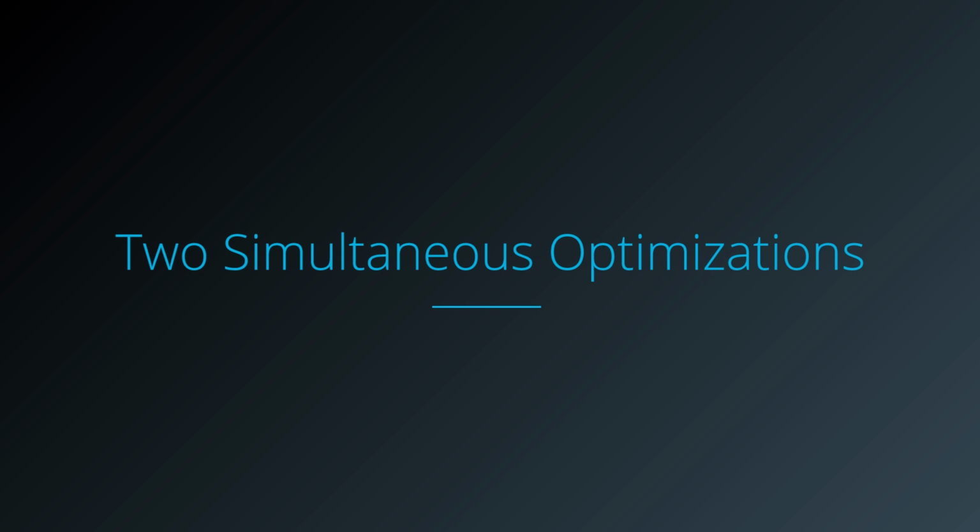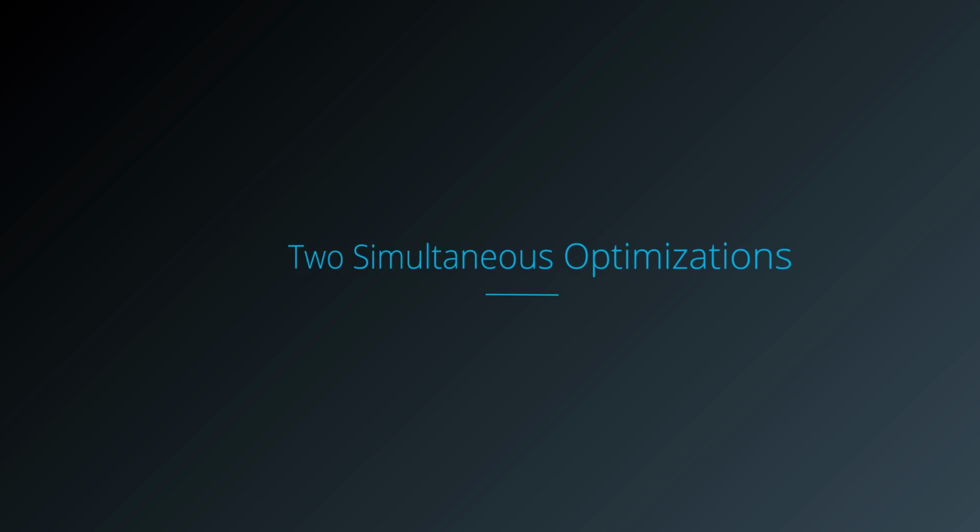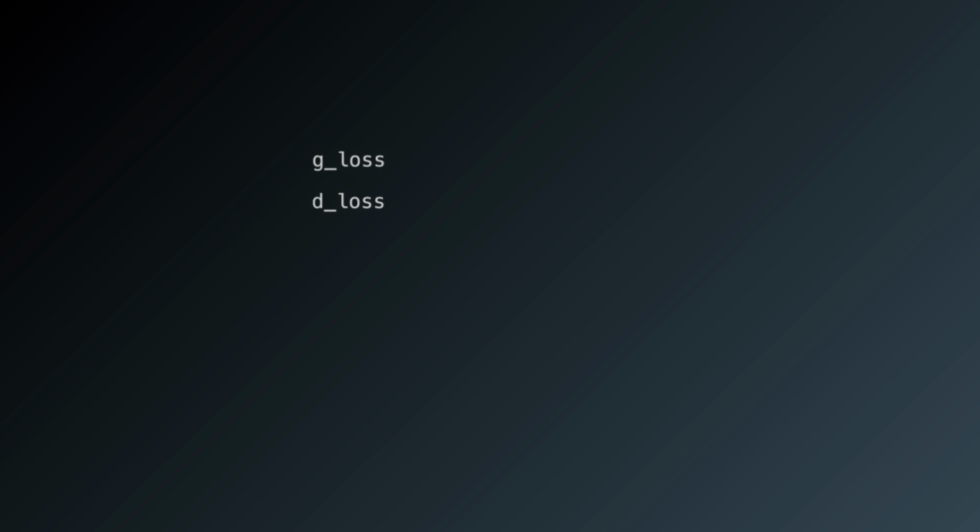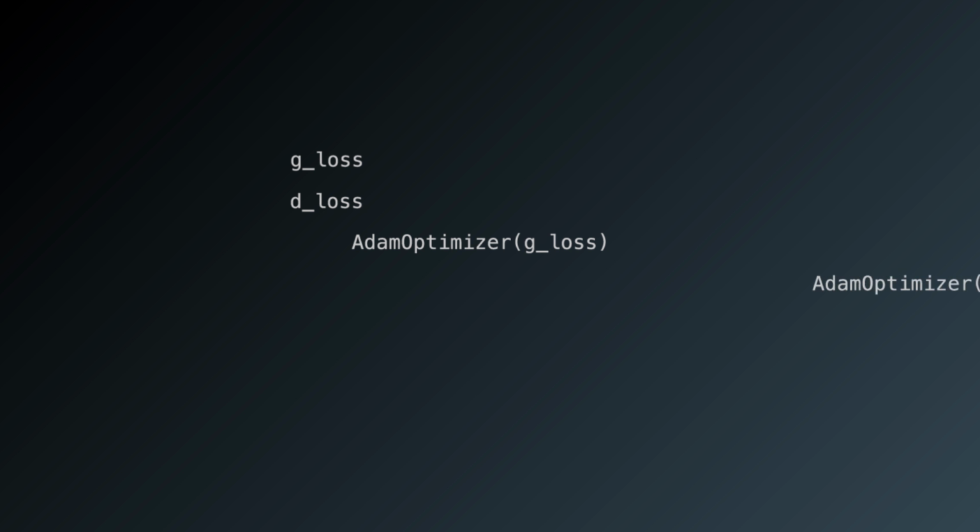GANs are different from many other machine learning models because they require running two optimization algorithms simultaneously. We define a loss for the generator and a loss for the discriminator. Then we use one optimizer to minimize the loss for the discriminator, while we simultaneously use another optimizer to minimize the loss for the generator. Adam is a good choice for the optimizer. This is one of the design choices from the DCGAN architecture, developed by Indico and Facebook.